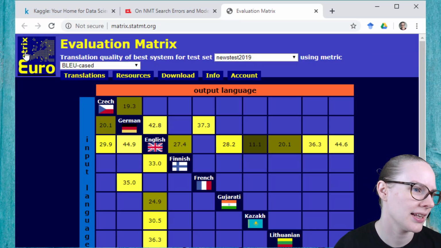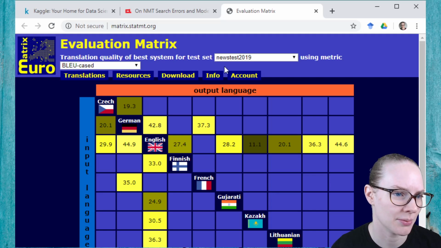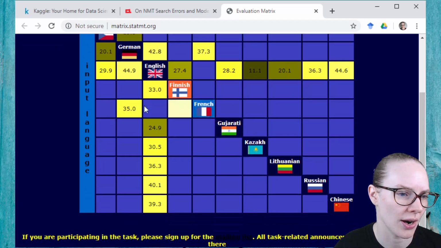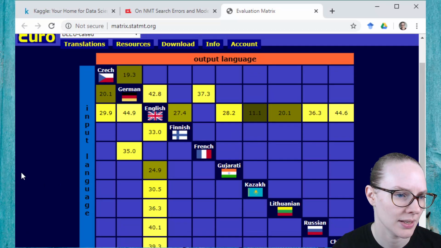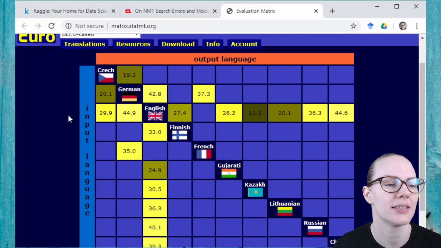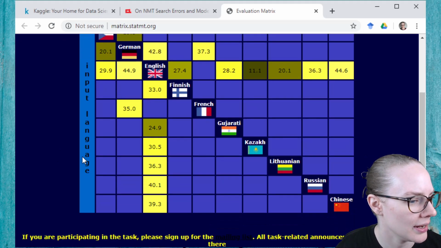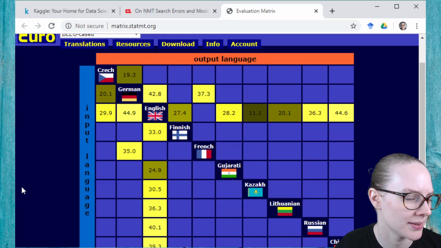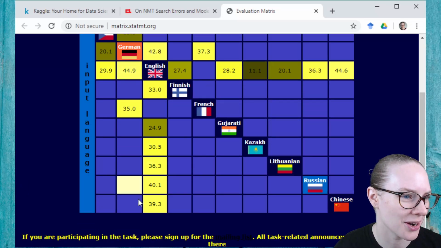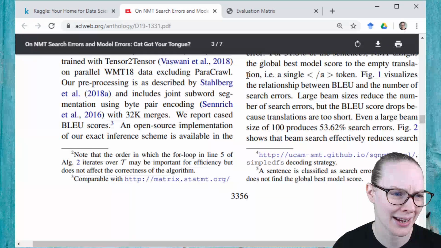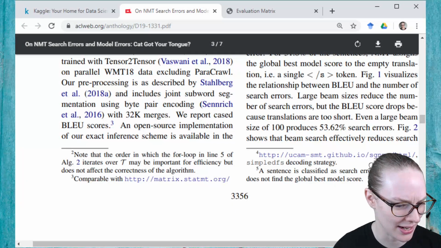Evaluation matrix, translation quality of the best systems for test set news test 2019. Okay, so this is what it's being used for. This is using the same metric as this benchmark. Inputs and then outputs. So it looks like a lot of work has been done on English to other languages and less work on other languages to each other, which I think is unfortunately kind of common in NLP. We definitely have an English bias.